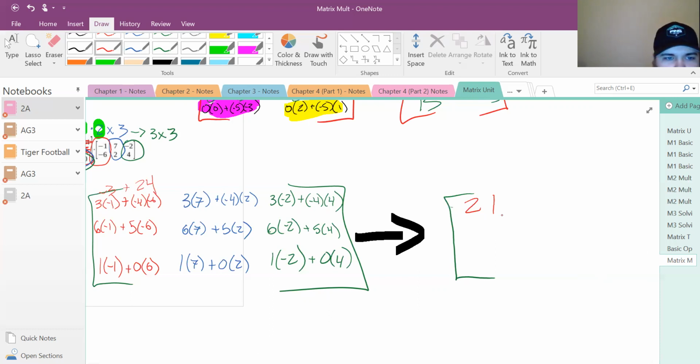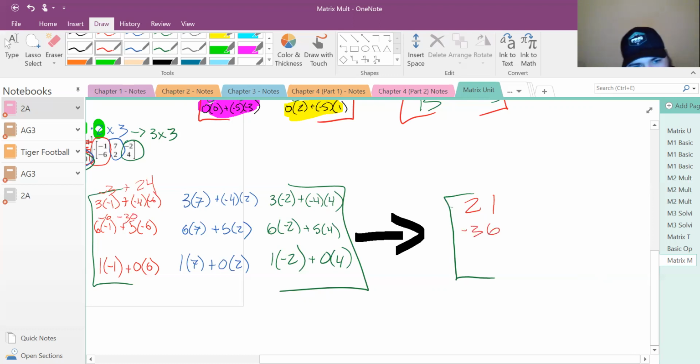You guys know me, I like using the same color. Okay, now we have 6 times negative 1, which is going to be negative 6, plus 6 times negative 5, which is going to be negative 30. It's going to be negative 36. Let's double check that we did that right. 6 times negative 1 is negative 6, plus 5 times negative 6, which is negative 30. So negative 6 minus 30 is negative 36. Looks good to me.